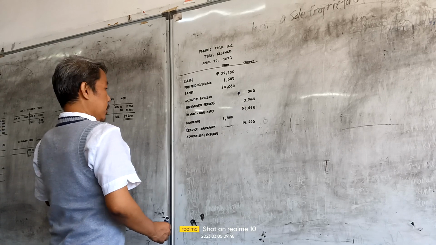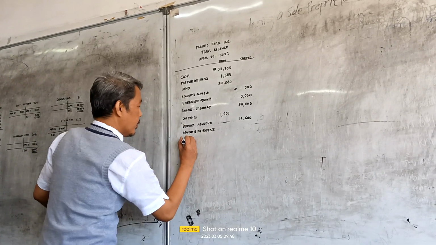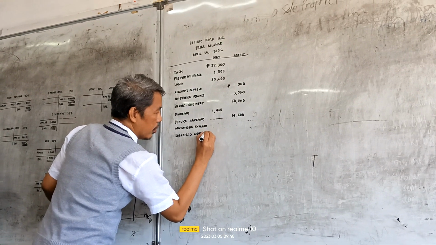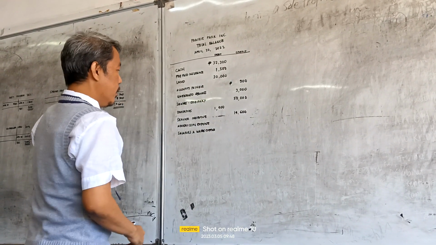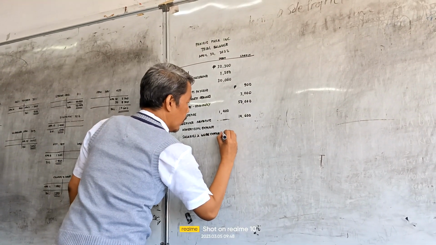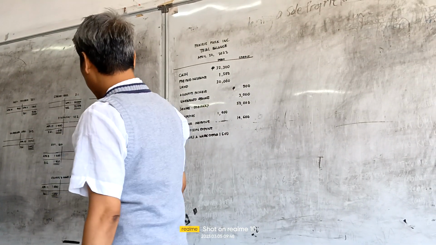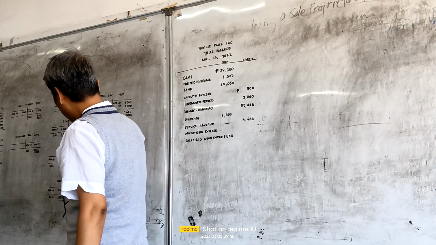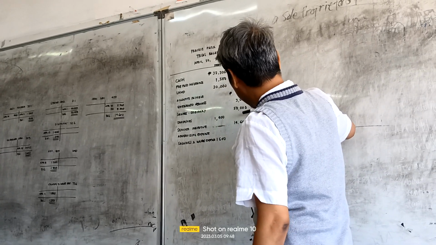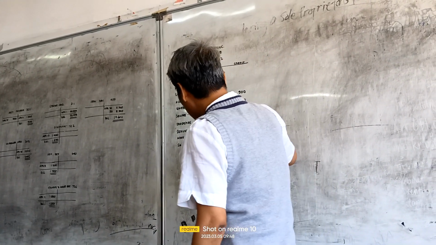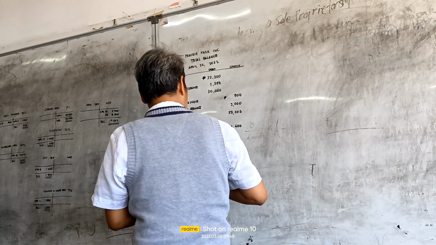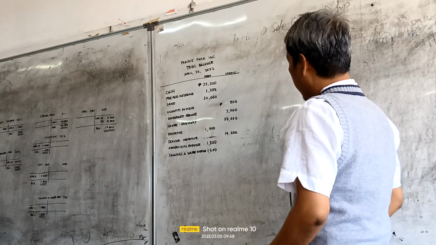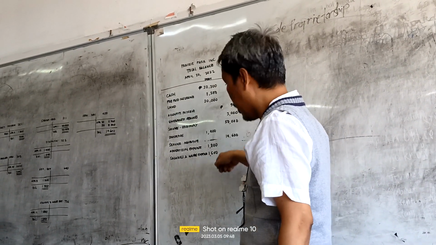Next is salaries and wages expense. Right? How much is this? 1,500. So we are through this. So how many? 1, 2, 3, 4, 5, 6, 7, 8, 9, 10. How much is advertising expense? 1,800. So correct, we have 10: 4 entries of the debit and 6 entries of the credit. So we have 10.